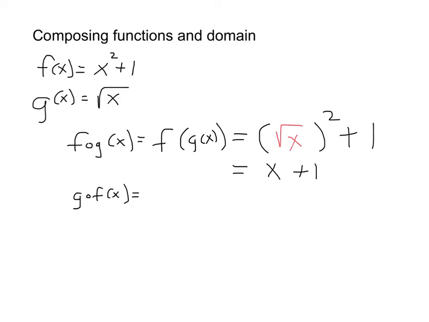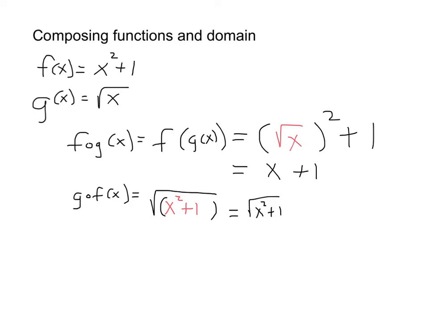G composed with f of x is next, and that means that f is going to go into the g function. So here's the g function with a gap for x, and in there will go f, which is x squared plus 1. And there is no simpler version of the square root of x squared plus 1. It is just the square root of x squared plus 1. So with those in mind, those are the compositions.